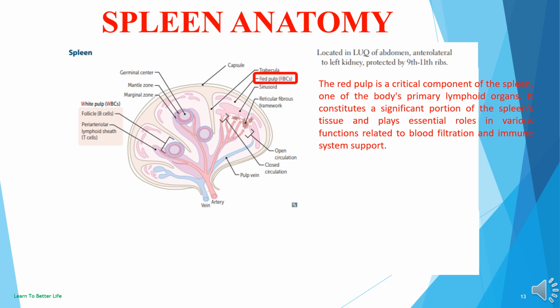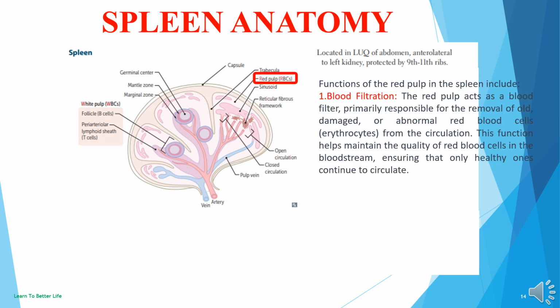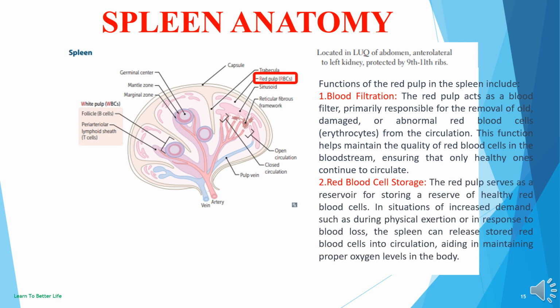and immune system support. Functions of the red pulp in the spleen include 1. Blood filtration. The red pulp acts as a blood filter, primarily responsible for the removal of old, damaged, or abnormal red blood cells, erythrocytes, from the circulation. This function helps maintain the quality of red blood cells in the bloodstream, ensuring that only healthy ones continue to circulate.